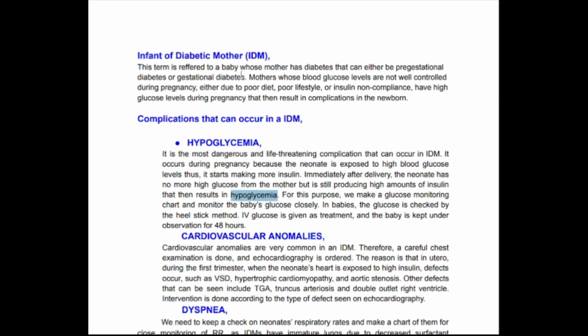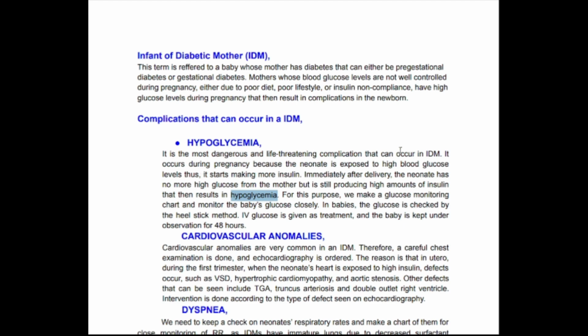The term refers to a baby whose mother has diabetes, which can either be pre-gestational, meaning it is before pregnancy has even started, or gestational diabetes, that happens within pregnancy. Mothers whose blood glucose levels are not well controlled during pregnancy, due to poor diet, poor lifestyle, or insulin non-compliance, can have high glucose levels during pregnancy that result in complications in the newborn.